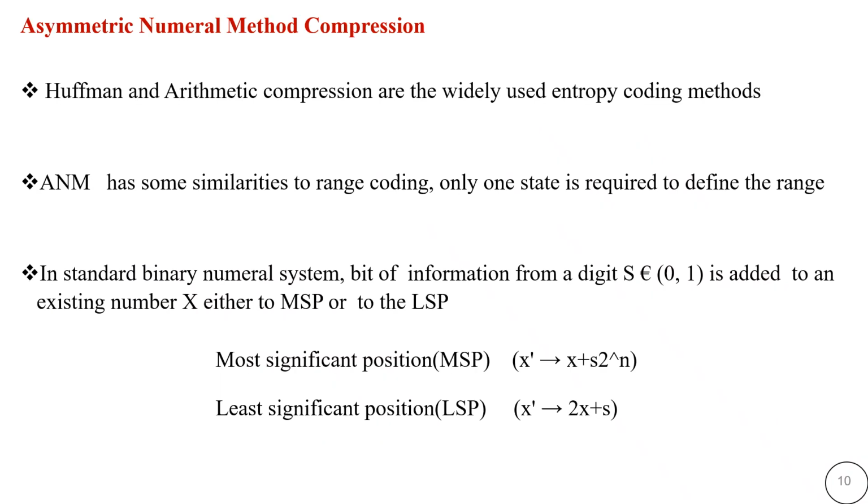Entropy coding is a lossless compression method. Huffman and arithmetic compression are the widely used entropy coding methods. Asymmetric numeral systems, ANS, were introduced by Jarek Duda for data compression in 2014. ANS has similarities to range coding, but instead of encoding a symbol by choosing a range, the symbols are equally spread over the interval. Only one state is required to define the range.